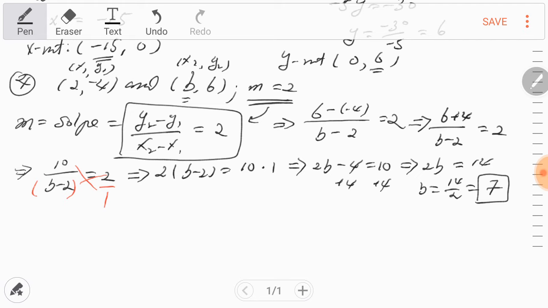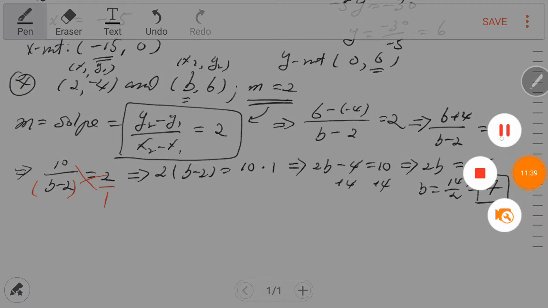And in this case, make sure that the slope is given so that we can find an equation using the slope formula. Use the slope formula so that we have an equation, and then from this we can find the value of the missing variable b.